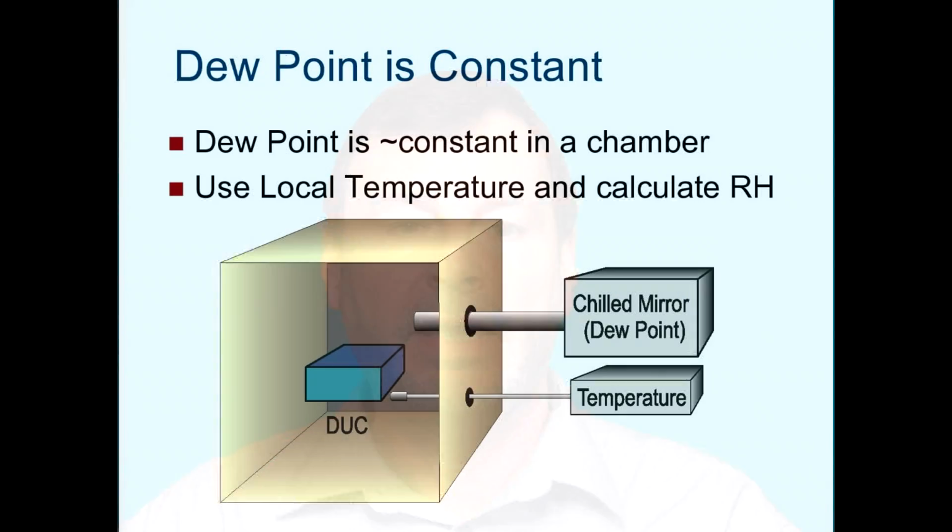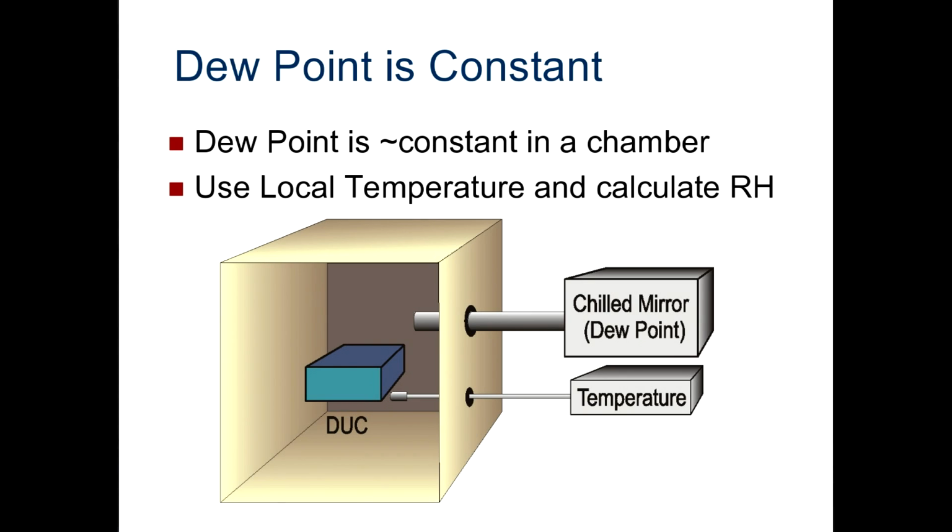Now, within a chamber, dew point, which is a representation of the amount of water vapor, is quite constant. That does not fluctuate with temperature like relative humidity does. In this diagram, we're showing the device under calibration, the DUC. This is the device that we're trying to calibrate. We're also measuring the dew point within the chamber, in this case using a chilled mirror hygrometer. And we're utilizing an accurate thermometer that's closely located to the device being calibrated.